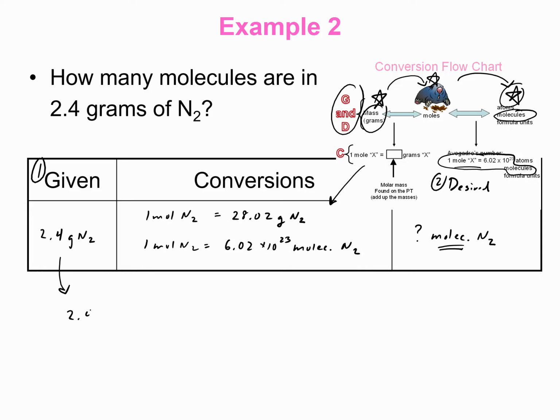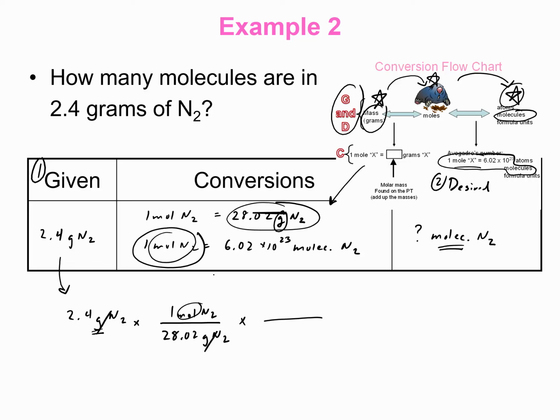So rewrite my given times, make a line. So I have grams. I need that to go away. So here's my number and unit that has grams in it, so I'm going to put that here, 28.02 grams of N2. 1 mole of N2 on top, grams cancel. And now I'm left with moles up here. I needed to say molecules.